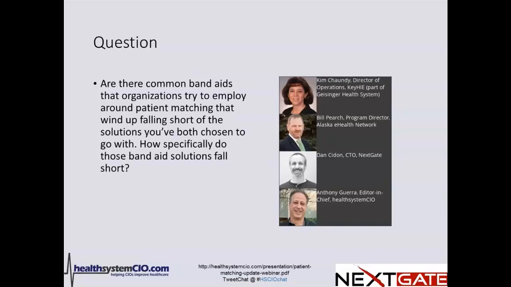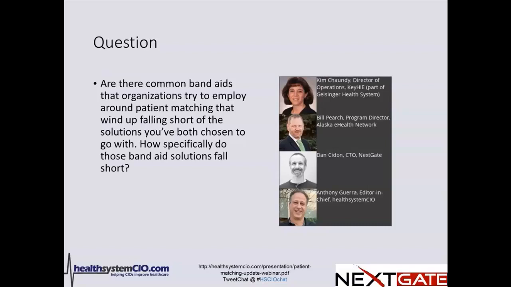Dan, let's bring you in here. Are there common band-aids that organizations try to employ around patient matching that wind up falling short of the solutions that Kim and Bill have chosen? When organizations bring you in, what are you hearing or seeing in terms of, we did the best we could, we're trying to deal with patient matching without a solution like yours, but we've fallen short? So what are people out there doing, and why is it falling short of a full-on NextGate type solution?